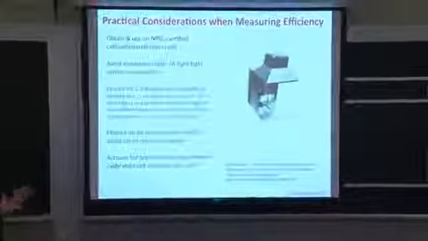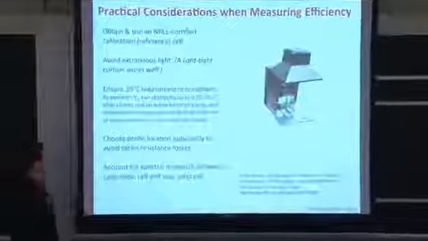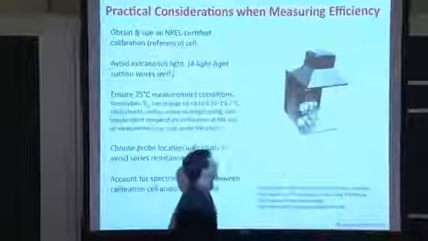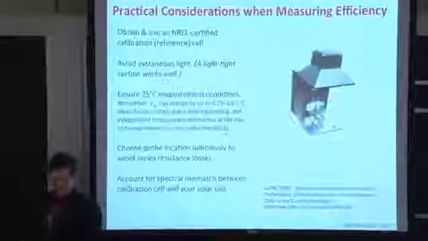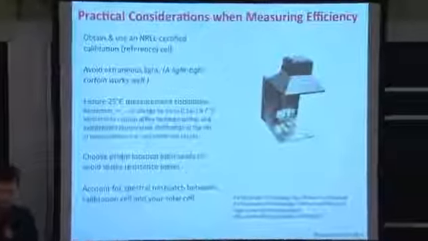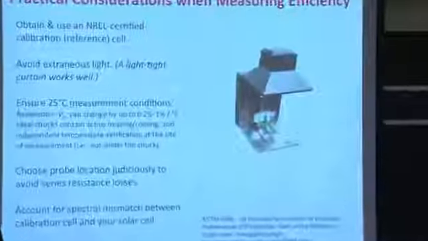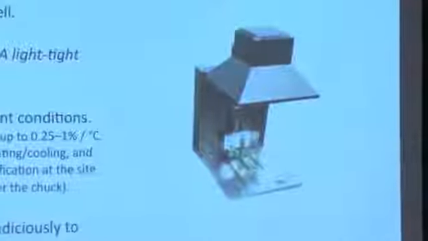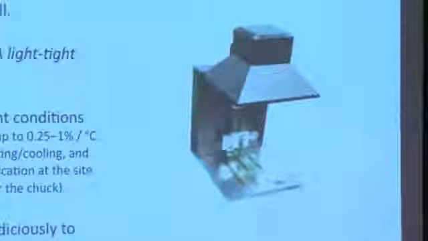Avoid light from coming in from outside of your solar simulator. Solar simulators are often shown in this manner right here, where you have everything out in the open. That's to show you what's going on inside. When you actually take the measurement, typically you have a small black curtain that's light tight around your apparatus, or maybe even a box. Ensure 25 degrees C measurement conditions.